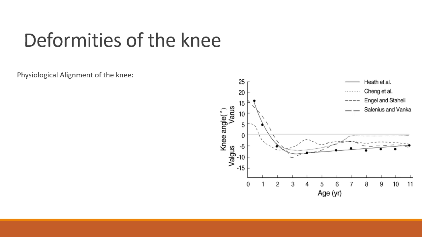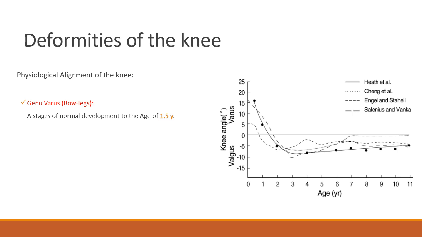Now, to evaluate any deformity or malalignment of the knee joint, we have to consider the normal physiological development of knee alignment. Geno means the knee, it's the Latin word for the knee joint. Varus is an inward displacement of the tibia, so the knee goes laterally, and valgus is the other way around. It's an outward displacement of the tibia and the knee goes medially.